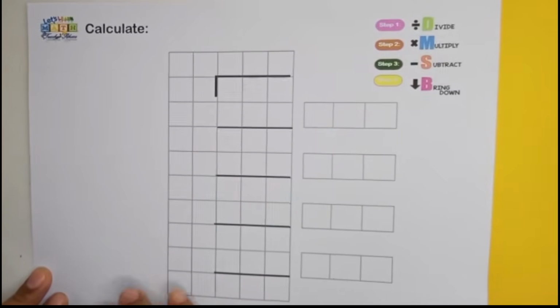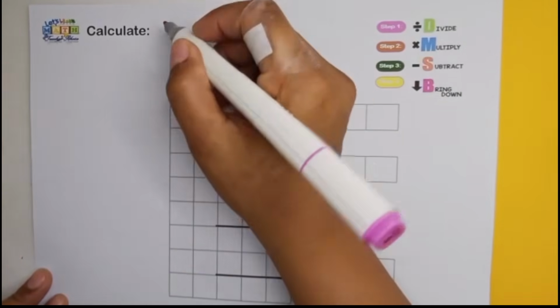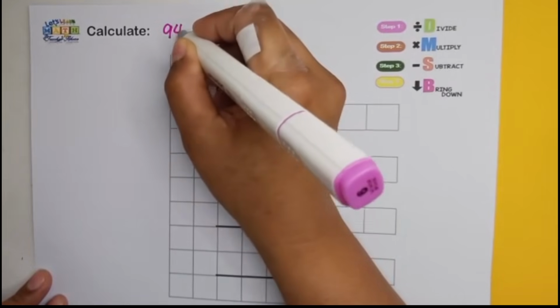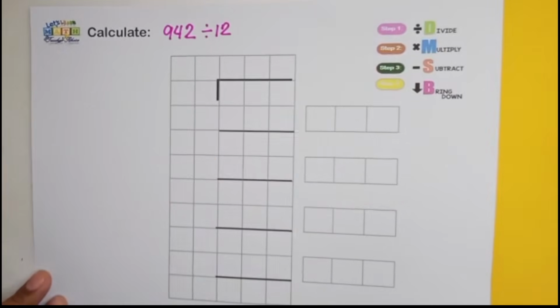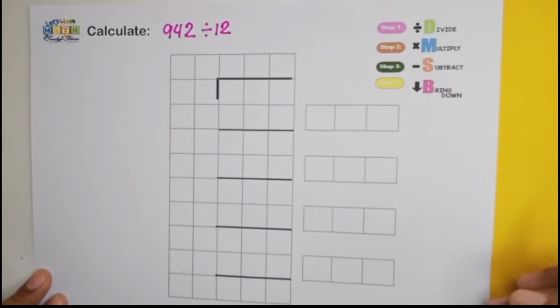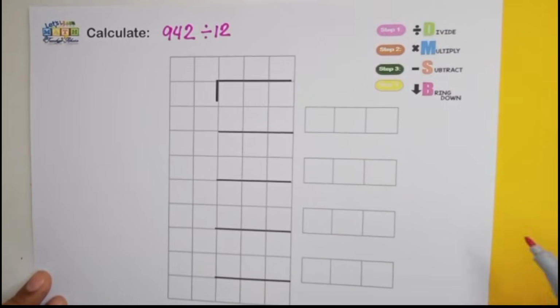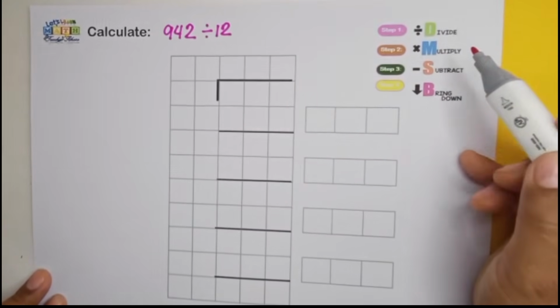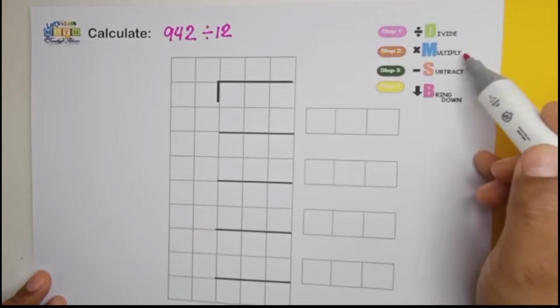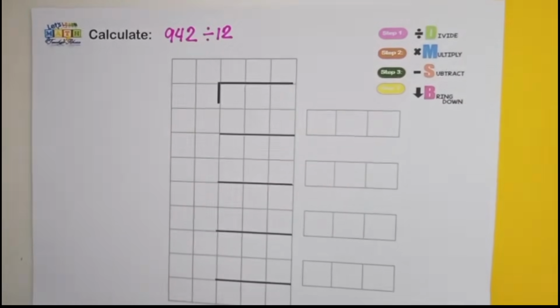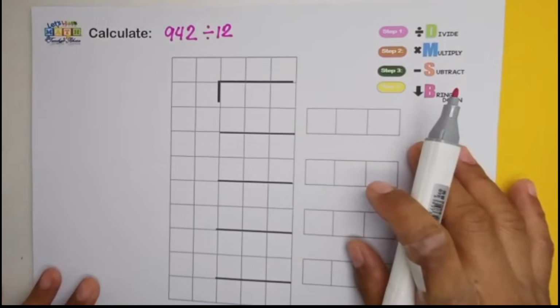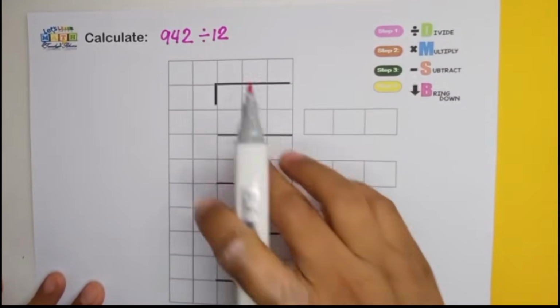Today's video, I'm going to discuss with you a 2-digit by 3-digit long method division. Let's have an example in here: 942 divided by 12. Similarly to what I've discussed in my earlier videos, I need to do the same way: divide, multiply, subtract, and bring down. To make my calculation easier, later on I'm going to write the table of 12.